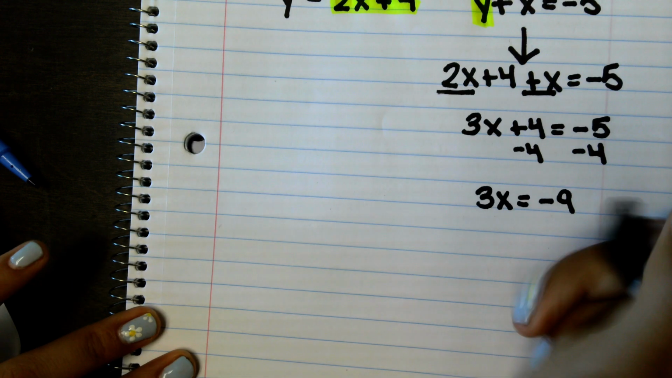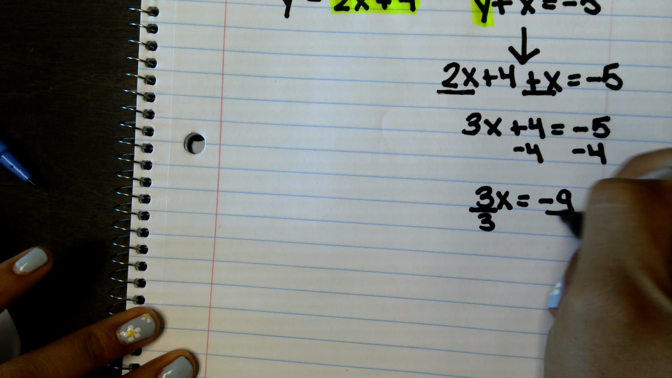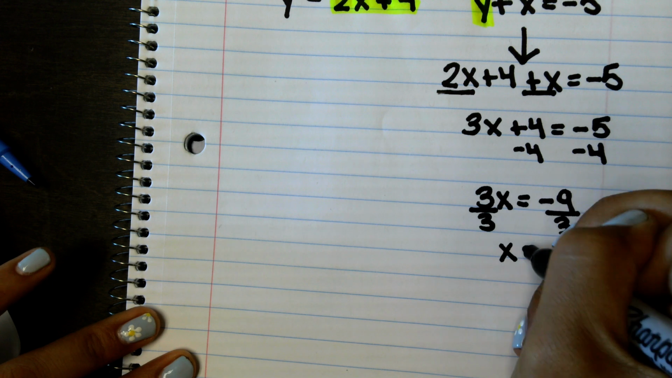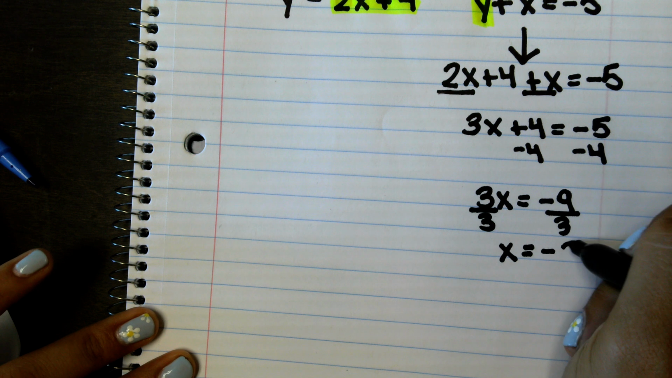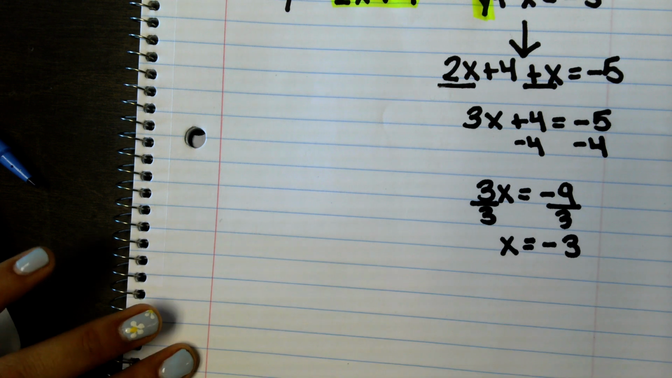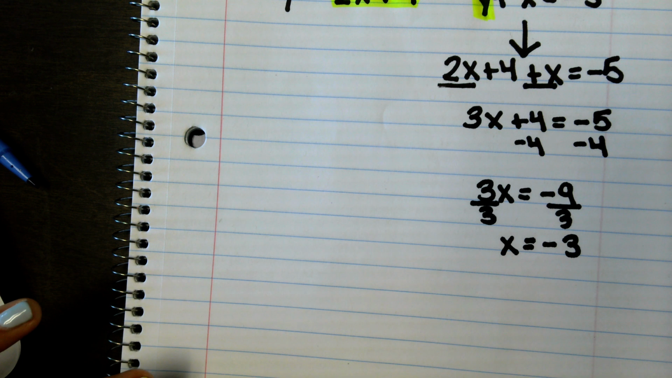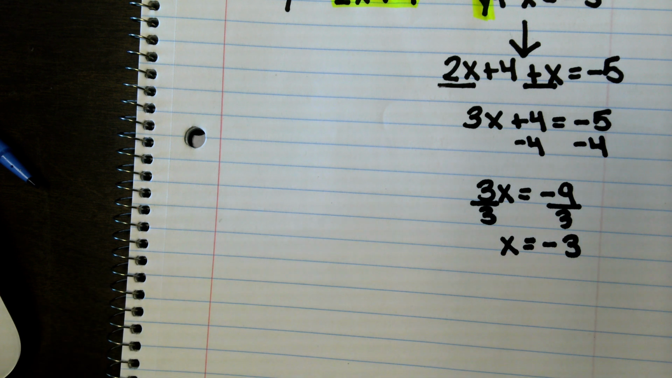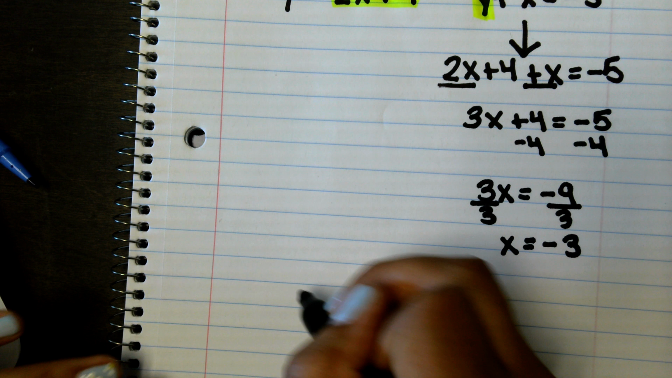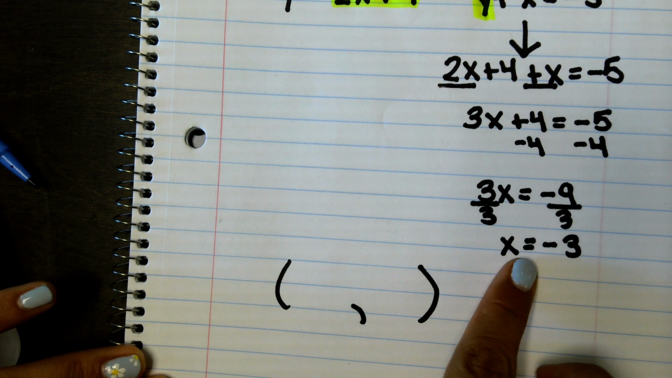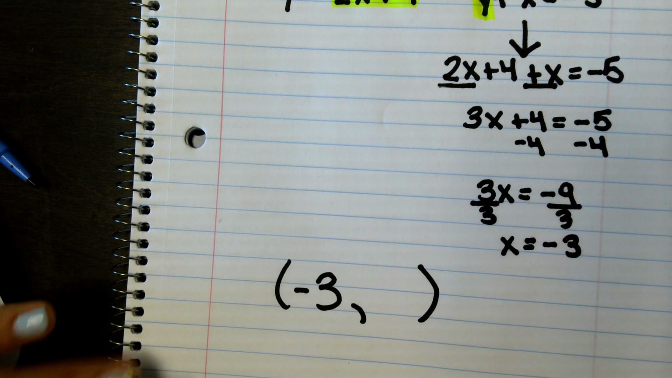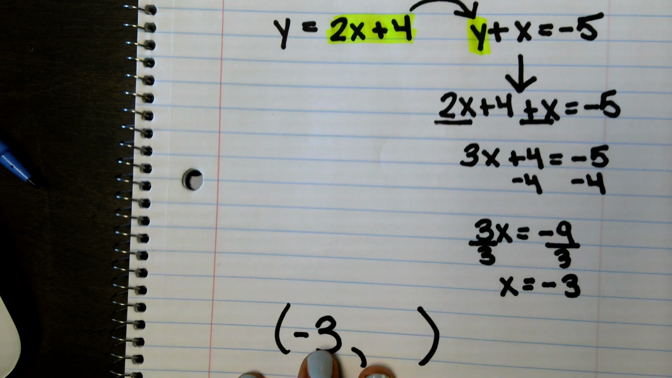Okay, so I'm going to divide both sides by 3. Done this lots and lots. And x equals negative 9 divided by positive 3, which is negative 3. We found x. That's awesome. All right. Now, remember, when we're finding a solution to an equation or a system of equations, we're finding a coordinate point. So we have our x. We need our y.